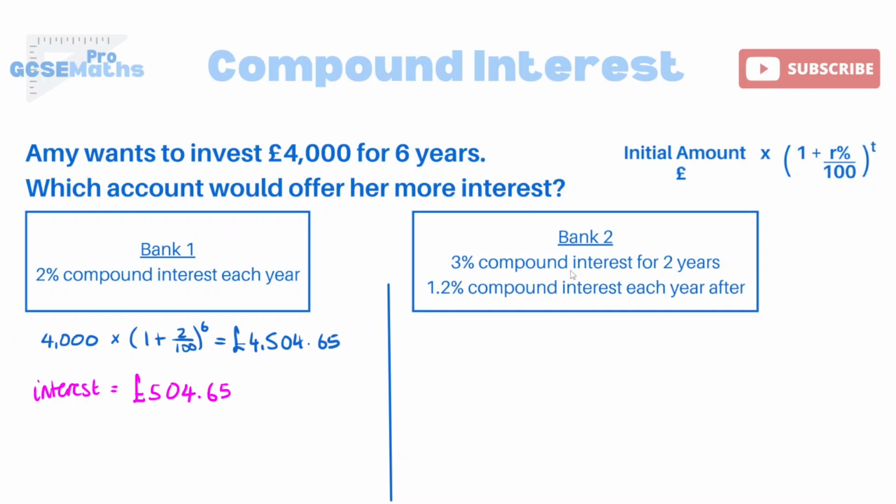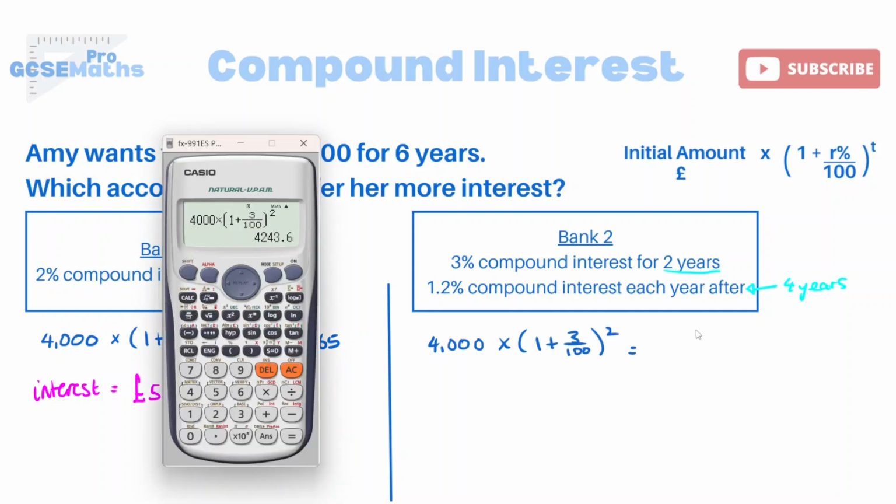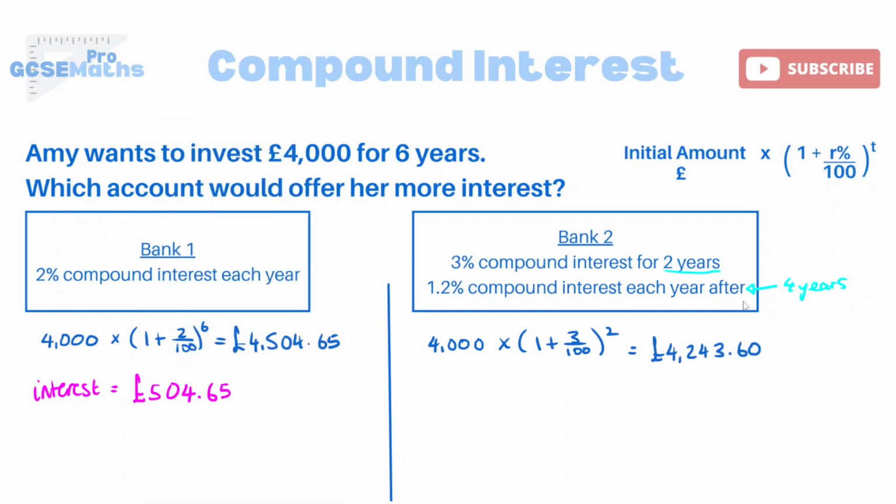Okay, the second one, we have to do our split workings again. So Bank 2 offers 3% compound interest for 2 years, and then 1.2% compound interest each year after. So it's for 6 years. So obviously we're going to get 2 years at 3%, and then the other 4 years will be at 1.2%. So I'm going to start off with the same formula, and I'm going to do 3% for 2 years. So my initial amount is obviously 4,000 times by 1 plus 3 over 100 to the power of 2. Put that in my calculator, which gives me 4,243.60.